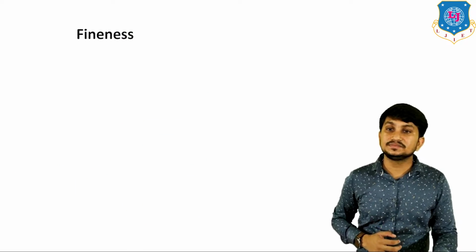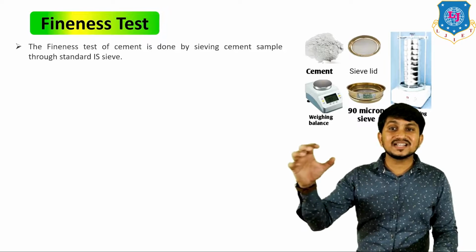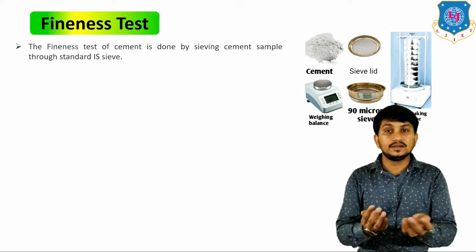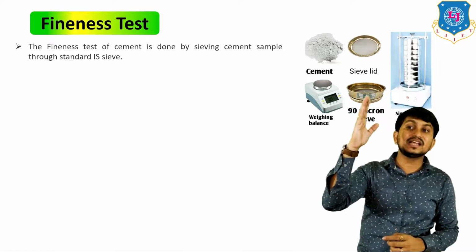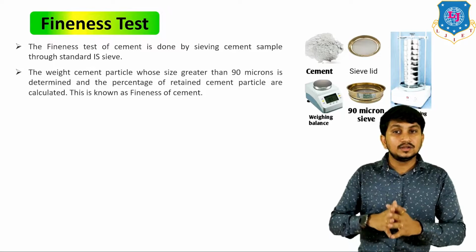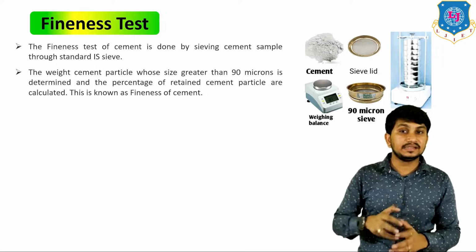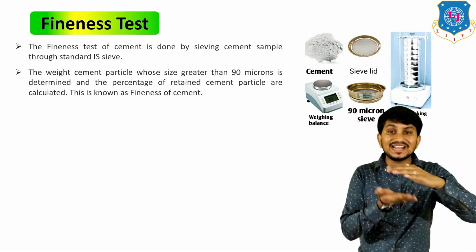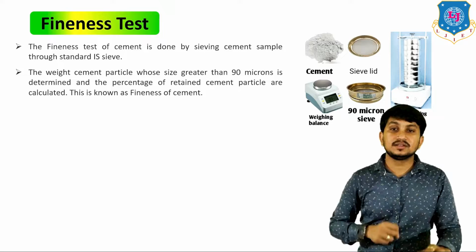So what is fineness? Let's discuss. The fineness test of cement is done by sieving a cement sample through a standard sieve. You can clearly see the sieve. The weight of cement particles whose size is greater than 90 microns is determined and the percentage of retained cement particles is calculated. This is known as the fineness of cement.